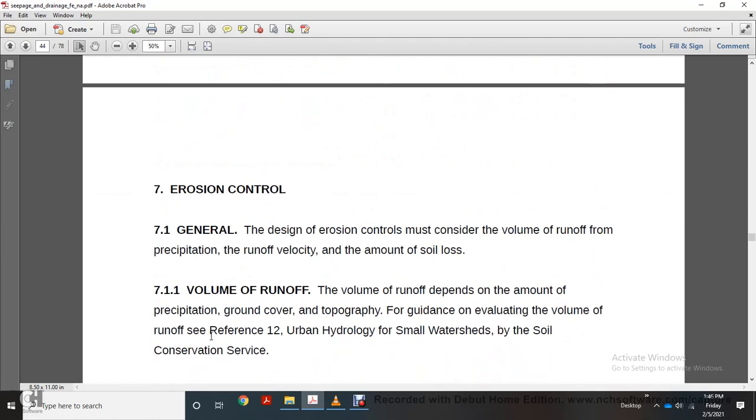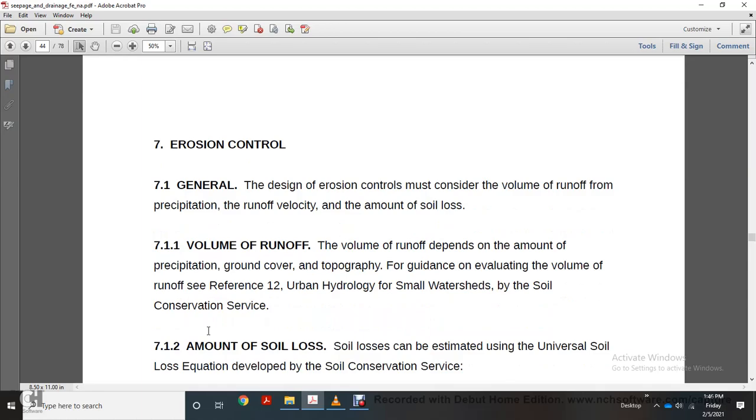7. Erosion control. General. The design of erosion control must consider the volume of runoff from precipitation, the runoff velocity, and the amount of soil loss. The volume of runoff depends on the amount of precipitation, ground cover, and topographical conditions.